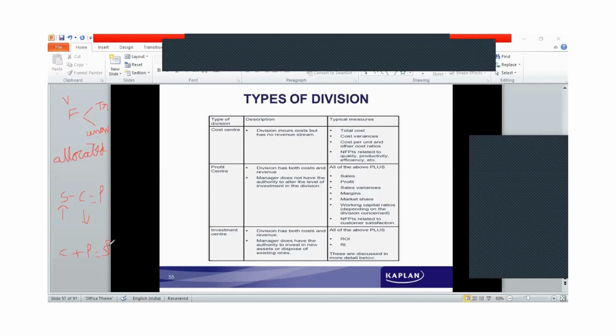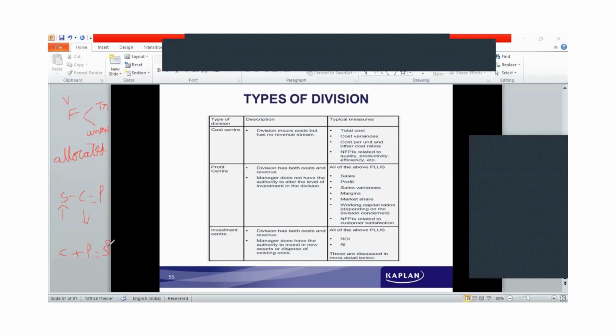Okay, sales variances, margins, market share. What is the customer base which they have captured? To how many customers are they selling products and all? That talks about the market share. Then, what are the working capital ratios? Depending on the division concerned, the working capital talks about current assets and current liabilities. Most of them are associated with selling goods on credit basis, and then buying goods on credit basis, which are included as accounts receivable and accounts payable. So the ratios which are associated with calculation of working capital are also important.